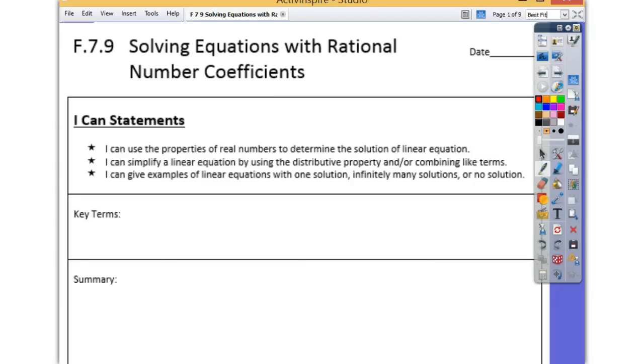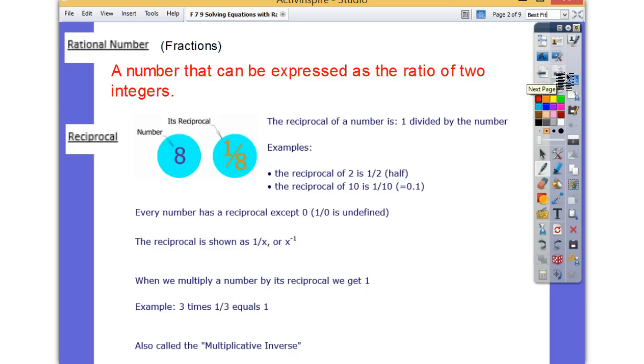All right, this is the last lesson in our Unit 7, Solving Equations with Rational Number Coefficients. Coefficient is the number with the variable. Two vocab: a rational number. We're working with the fractions, all right? A rational number is a number that can be expressed as the ratio of two integers. Remember, integers are all whole numbers and their opposites.